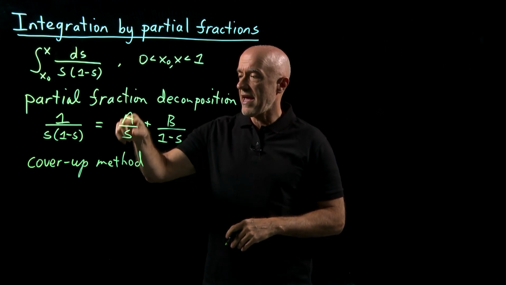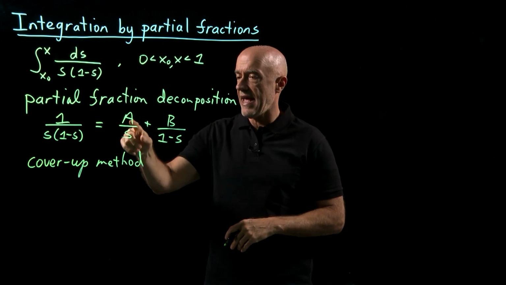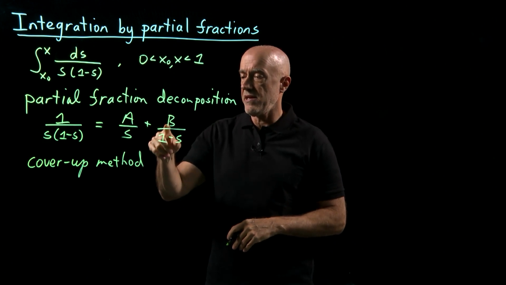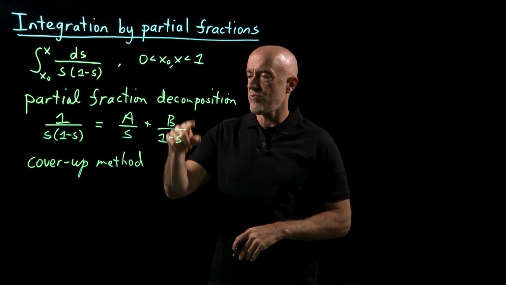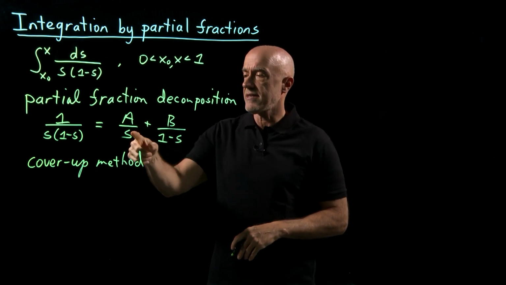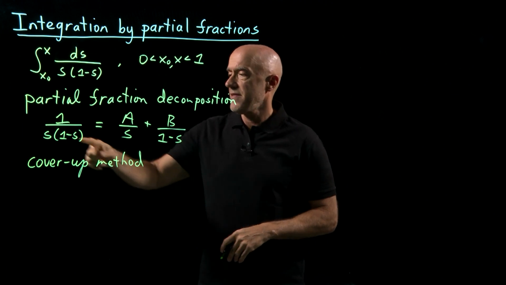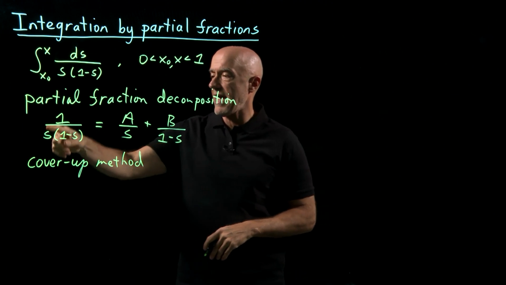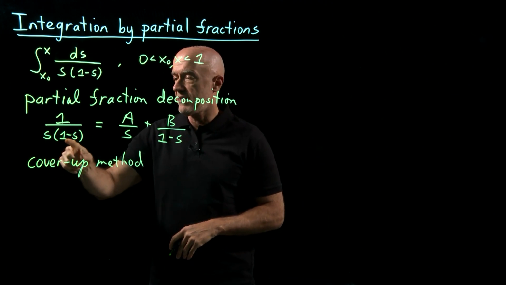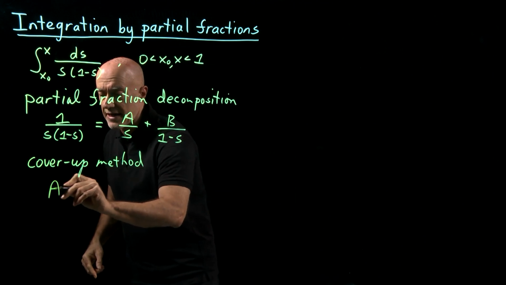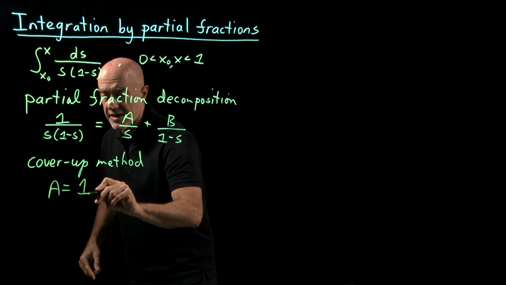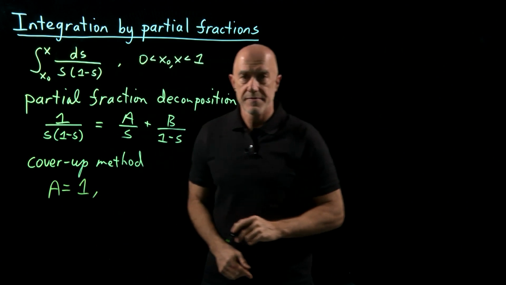If we multiply a over s by s, we just get a. If we multiply b over 1 minus s by s and set s equal to 0, we get 0. So the right-hand side will just become a. Then if we multiply the left-hand side by s, we cancel the s. We set s equal to 0, we get 1. So just by looking at it, we can immediately see that a equals 1.